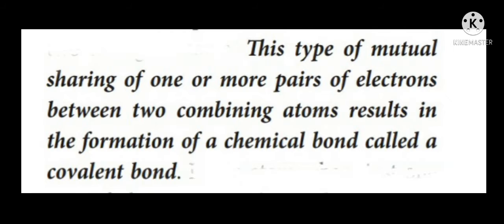Again, I repeat the definition for covalent bond. Mutual sharing of one or more pairs of electrons between two combining atoms results in the formation of a chemical bond called a covalent bond. If they ask to define covalent bond, you have to give this answer. Here we have to explain covalent bond by taking three examples: formation of hydrogen molecule, oxygen molecule and nitrogen molecule.